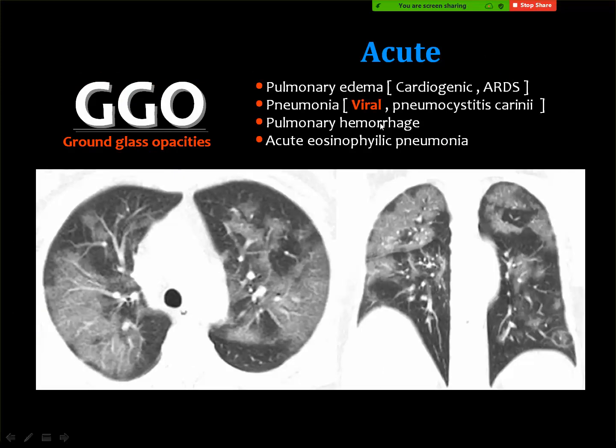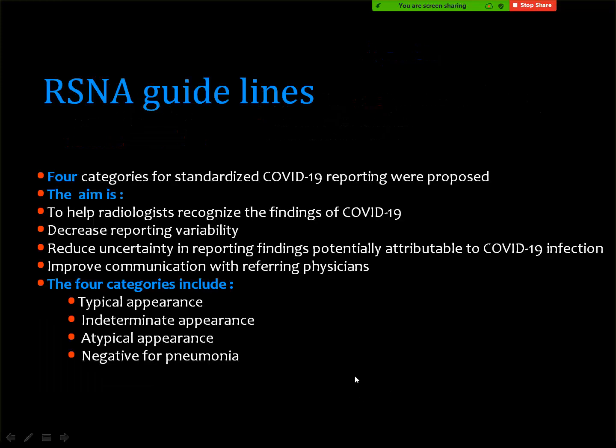And you remember that the ground glass opacities in the lecture of diffuse lung disease are classified into two types, the acute type and the chronic one. For the acute type, the differential diagnosis is pulmonary edema, whether cardiogenic or acute respiratory distress syndrome; the pneumonias, especially viral pneumonia and Pneumocystis jirovecii, which is the pneumonia occurring in AIDS patients; also pulmonary hemorrhage and acute eosinophilic pneumonia.